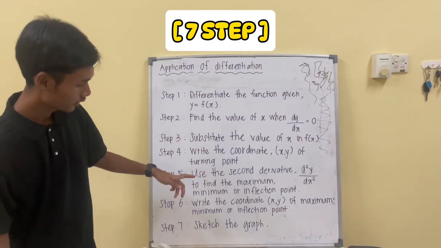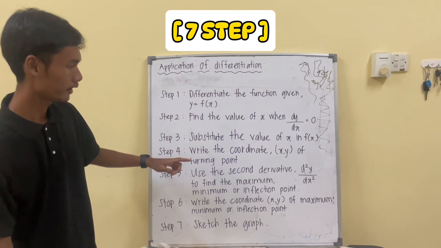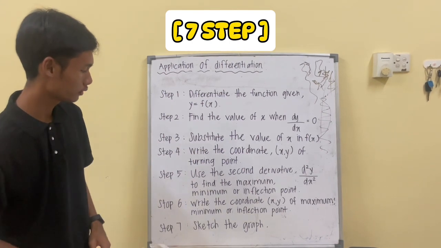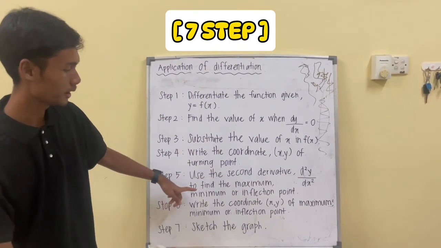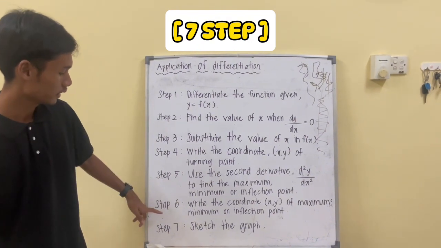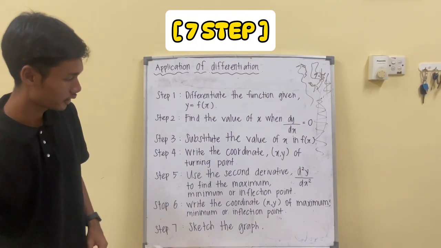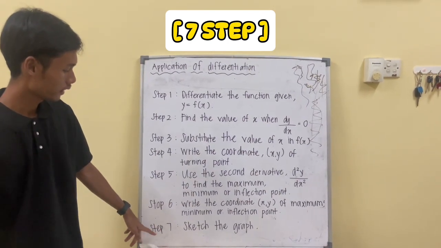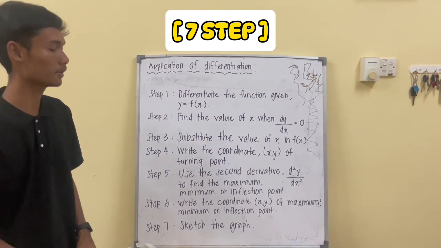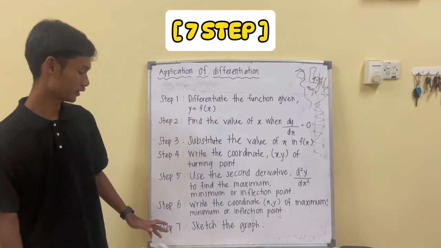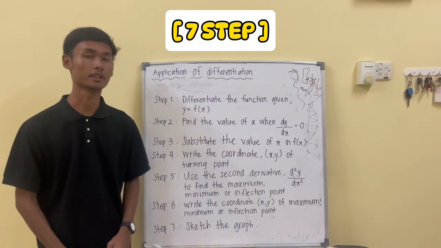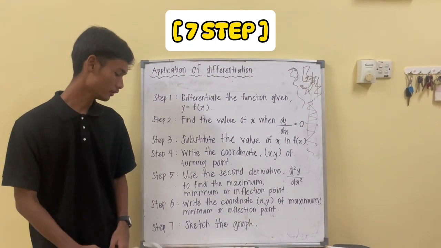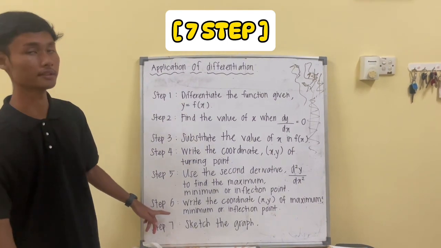Step 5, use the second derivative d²y/dx² to find the maximum, minimum or inflection point. Step 6, write the coordinate (x, y) of the maximum, minimum or inflection point. And the last step, step 7, sketch the graph. But step 7 depends on the question, because some questions don't ask for the graph, so it will end at step 6.